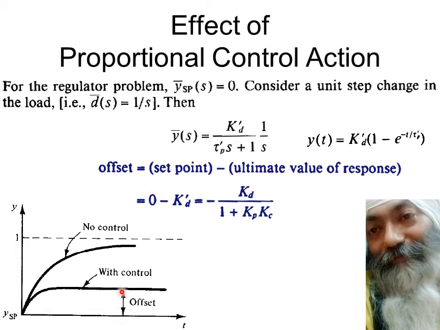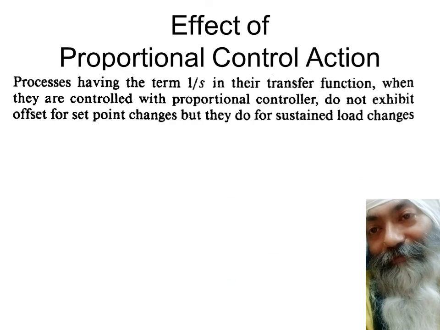So offset is there. Once again, we see that whether it is a servo problem or a regulatory problem, the proportional control alone is not able to remove the offset in either of the two cases. That's the conclusion so far. Once again, it will be 0 only when Kc is equal to infinity, which is not practically possible.